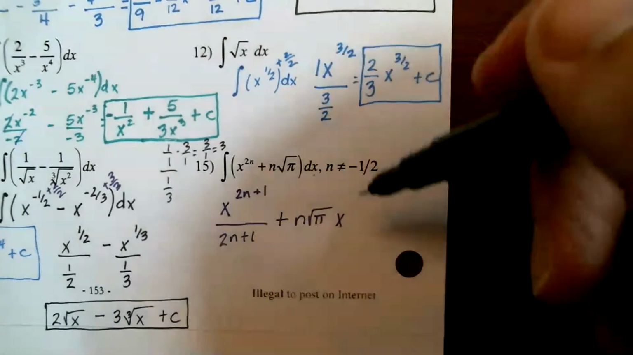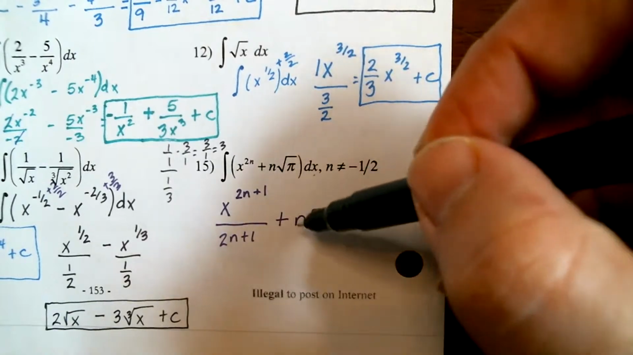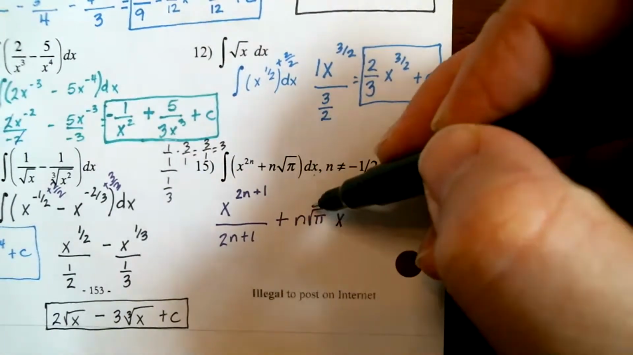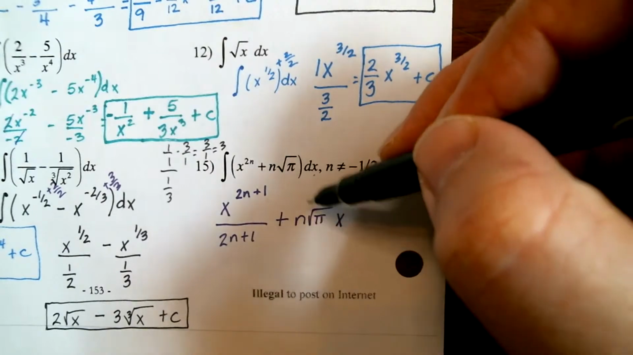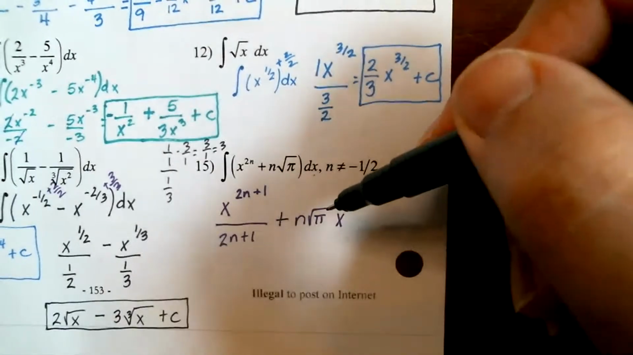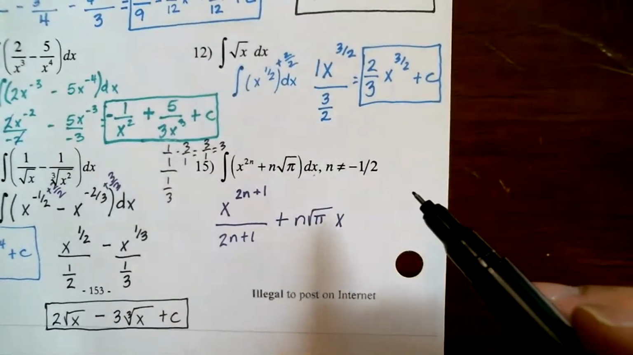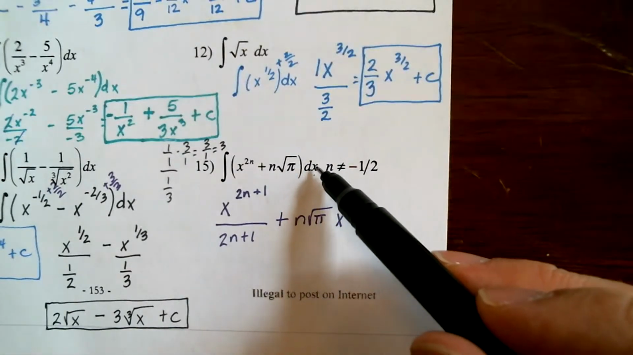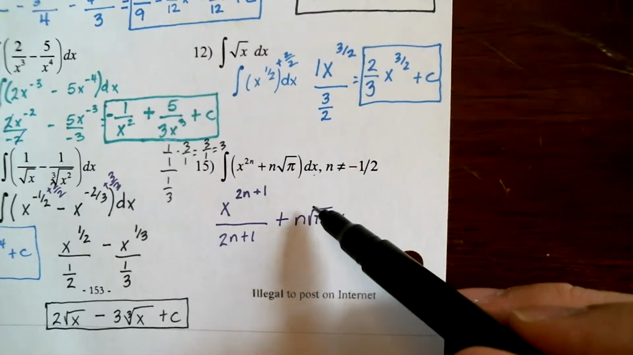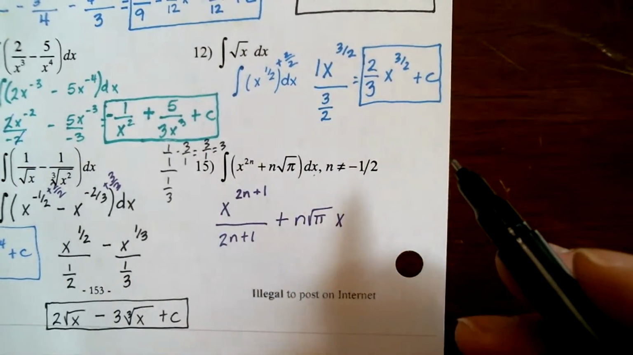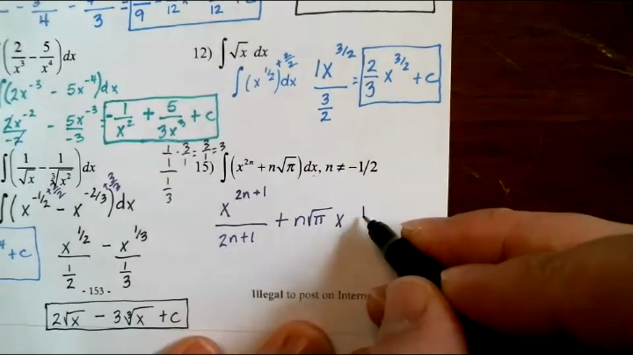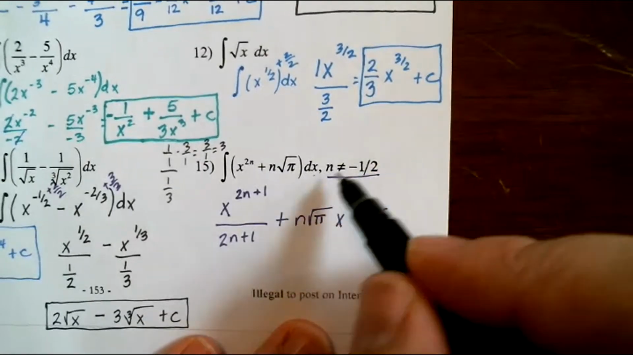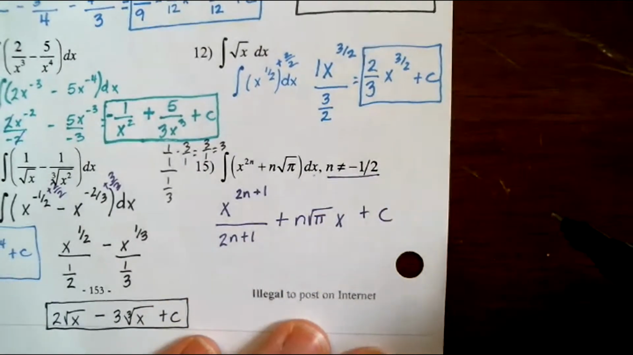Now that should make some sense, because think about if we went the opposite way. If I gave you this n radical pi x and I said take the derivative of that, you would say it's n radical pi. Okay, so that should make a little bit more sense there. And again, we're not solving for n, we're solving in terms of x. So that's why we know n is just some constant. And we always remember to say plus c. The reason that n cannot equal -1/2 is obviously because it would make the denominator 0.